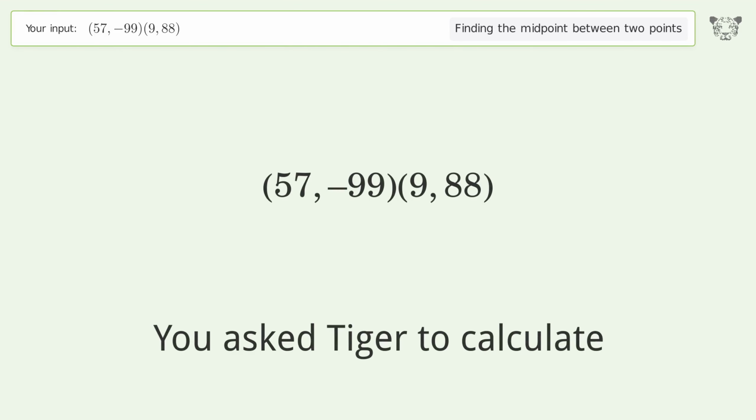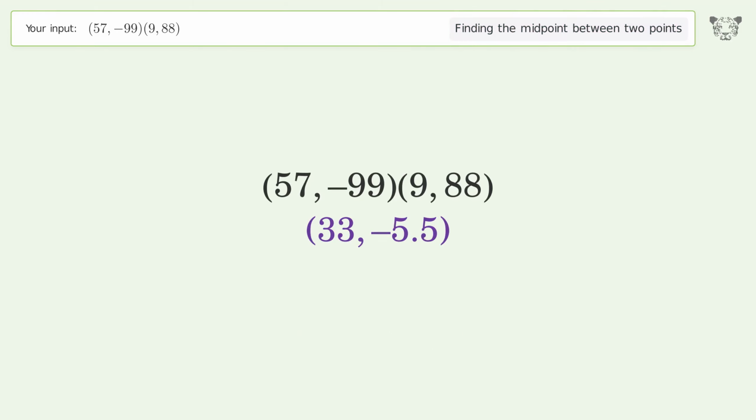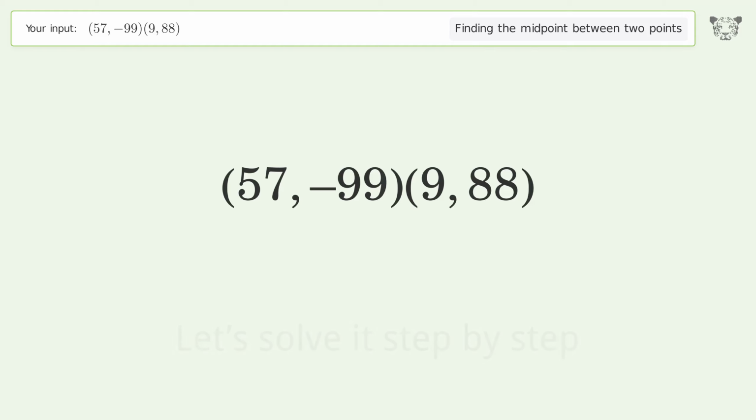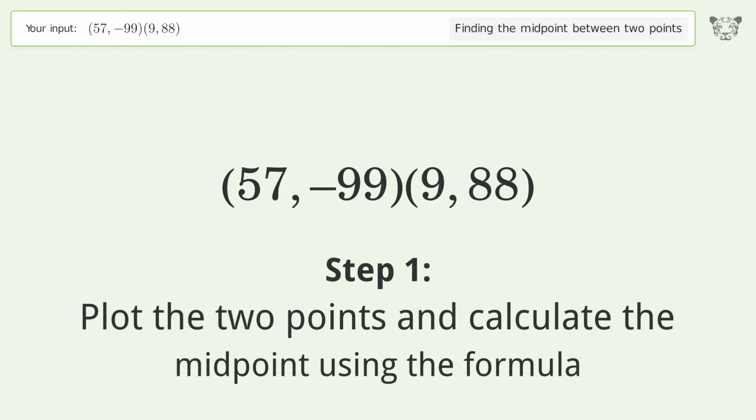You ask Tiger to calculate. This deals with finding the midpoint between 2 points. The midpoint between the 2 points is 33, -5.5. Let's solve it step by step. Plot the 2 points and calculate the midpoint using the formula.